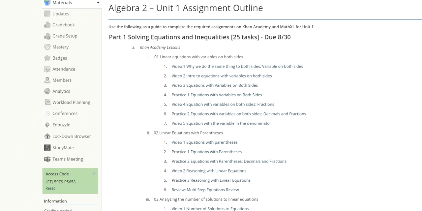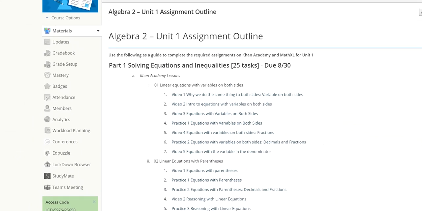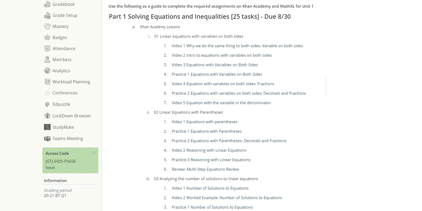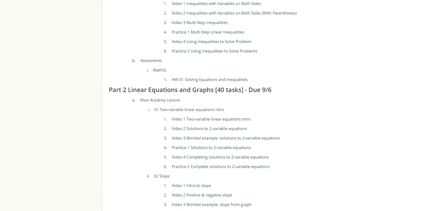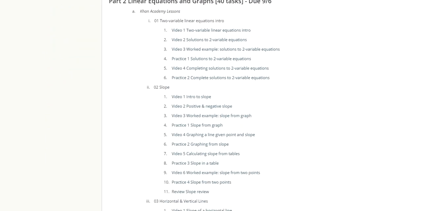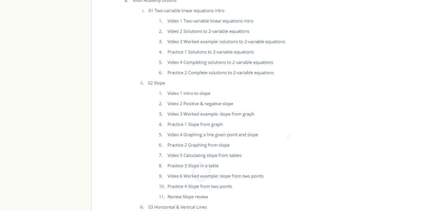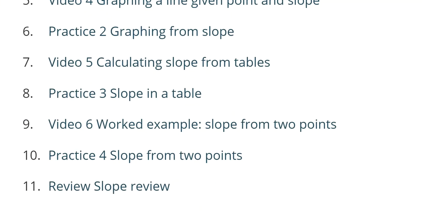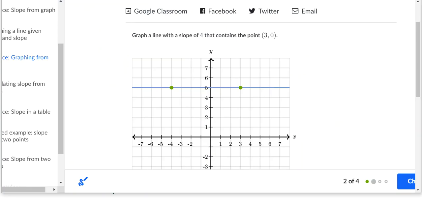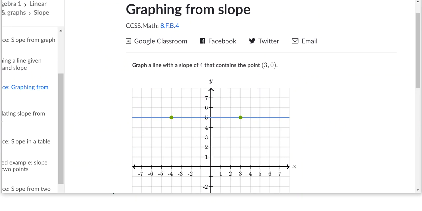I'm again in the Algebra 2 class, and I've just clicked on the Unit 1 assignment outline folder, or assignment I should say. And so if I'm scrolling down, let's say I've completed most of this work so far, I've watched the videos and completed the practice assignments. But here I am in part 2, lesson 2, practice assignment number 2, graphing from slope. And here's what the questions look like on Khan Academy.